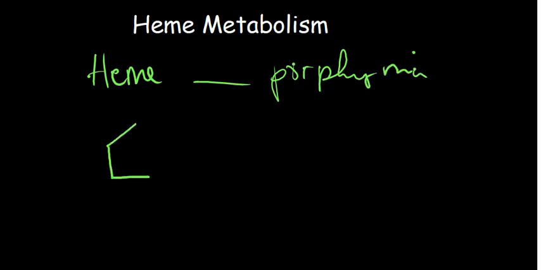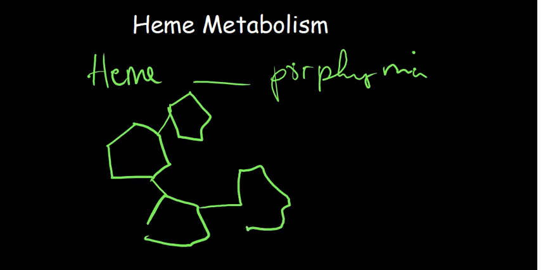Okay, so firstly, to start with, what exactly is heme? Heme is a derivative of a porphyrin. Now these porphyrins are cyclic compounds. This is just a brief example of a cyclic compound. This is what a porphyrin is. This cyclic compound is formed by fusion of four cyclic compounds. So 1, 2, 3, 4.